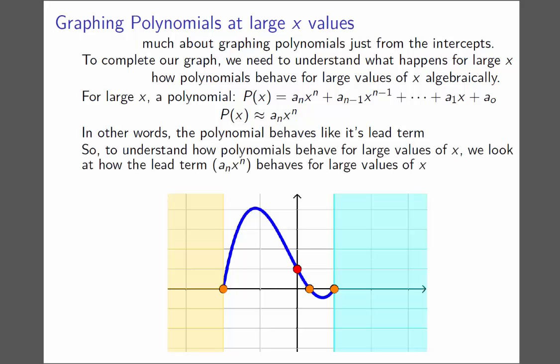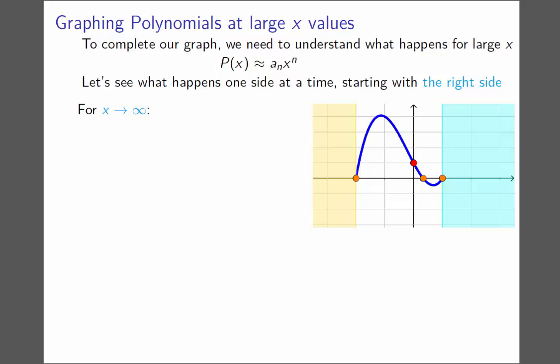So to understand how polynomials behave for large values of x, we look at how the lead term, a_n x^n, behaves for large values of x. We will abbreviate large values of x as x going to infinity on the right-hand side and x going to negative infinity on the left-hand side. Let's see how our polynomial behaves one side at a time, starting with the right-hand side.